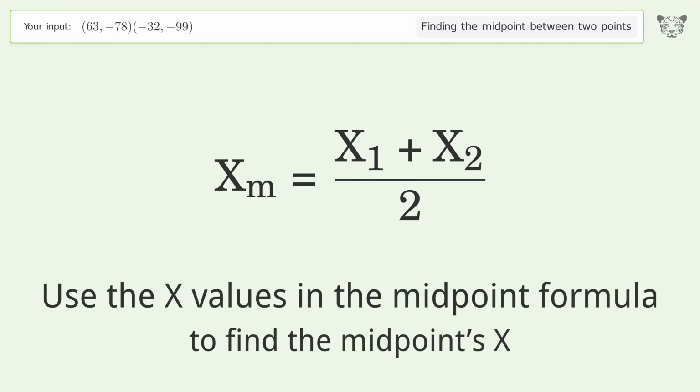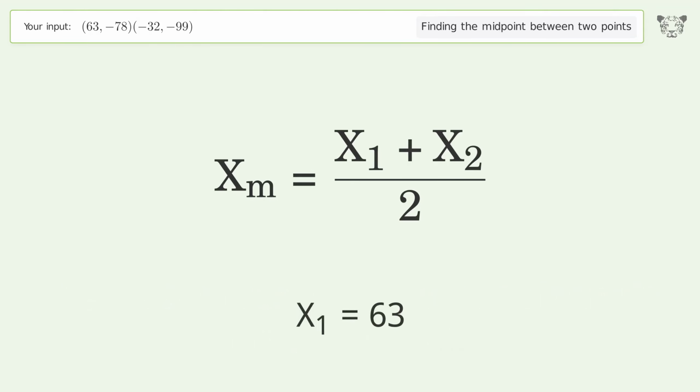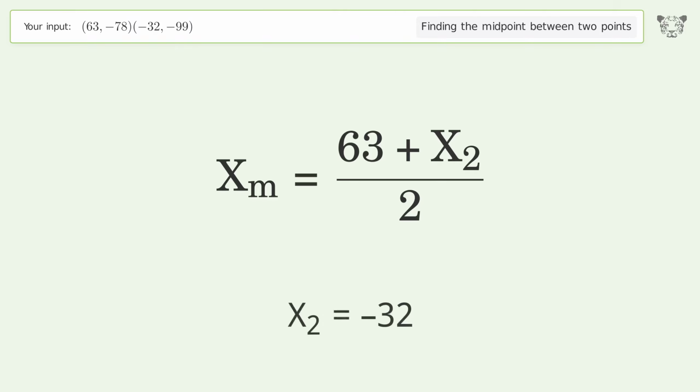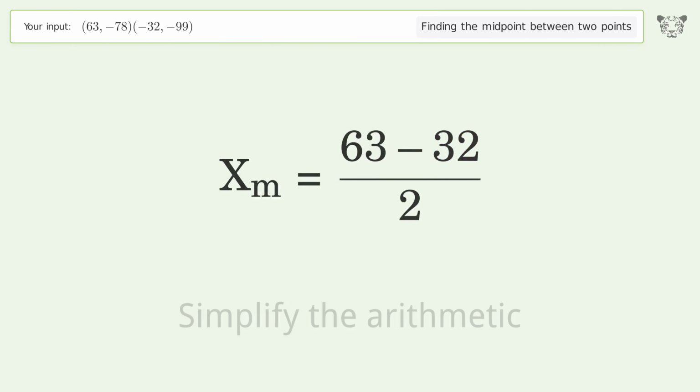Use the x values in the midpoint formula to find the midpoint's x. x1 equals 63. x2 equals negative 32. Simplify the arithmetic.